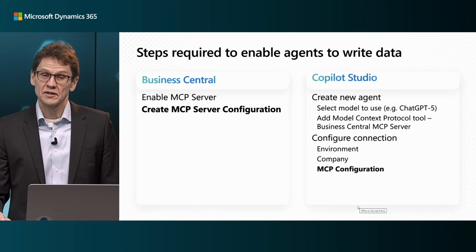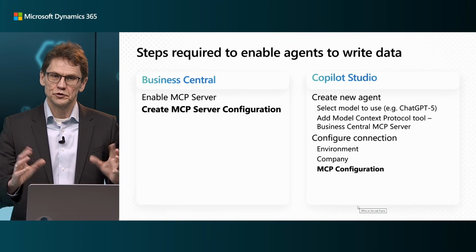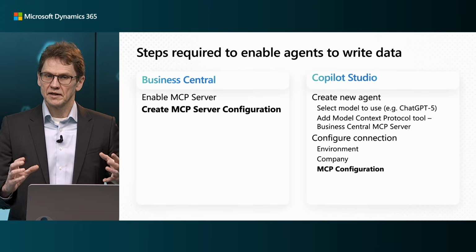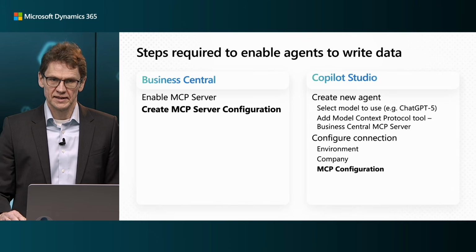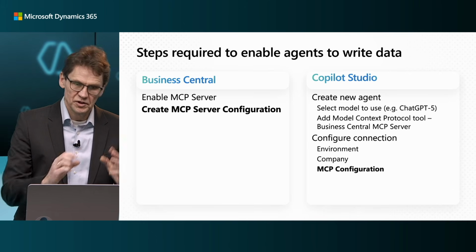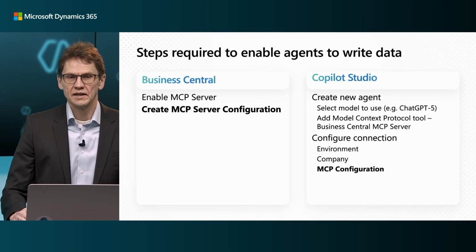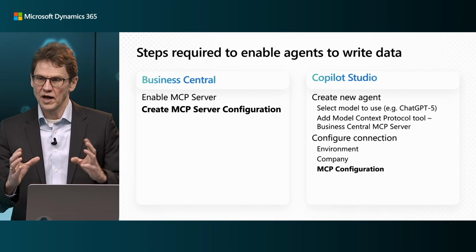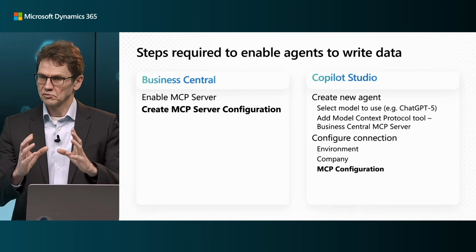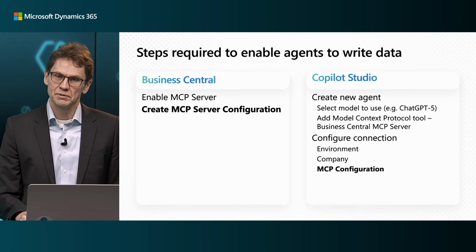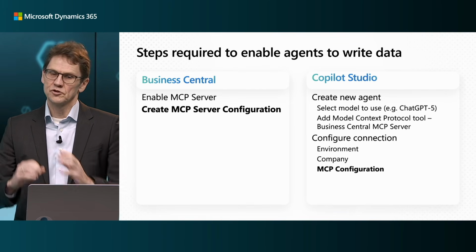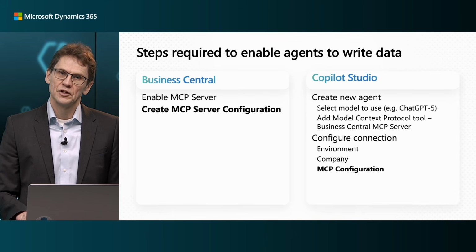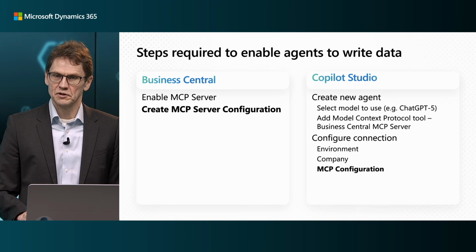So to summarize, compared to earlier where we were using the default configuration, we've added a few extra steps that are required to enable agents to write data. On the Business Central side, you need to create an MCP server configuration where you allow modifications and you add a tool that allows modifying through a given API page. And then on the Copilot Studio side, when you configure your MCP server connection, you need to specify that MCP configuration.